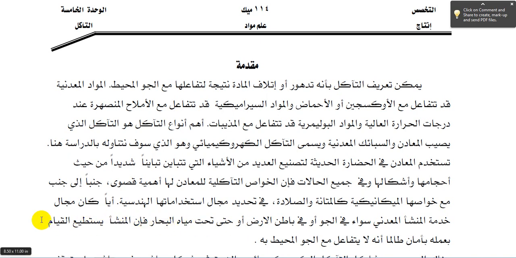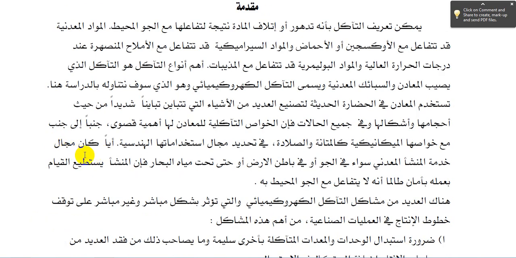So the product can perform its functionality safely as long as it does not react with the surrounding air or the surrounding media. As you can see right here, at any domain at which the metallic product would serve, whether in the air, in the belly of the earth, or under the sea waters, the product can perform functionality safely as long as it does not react with the surrounding media.